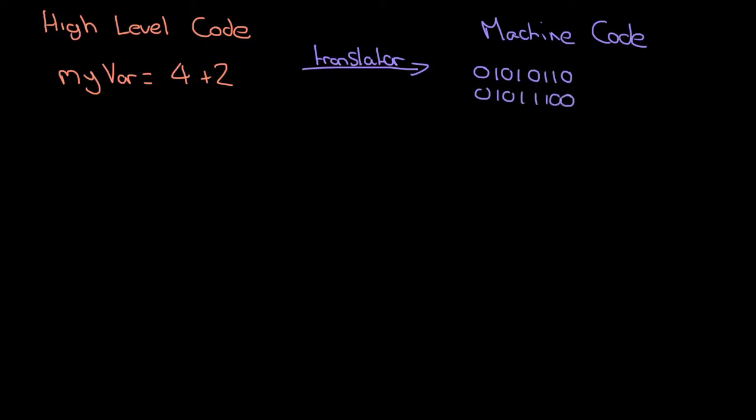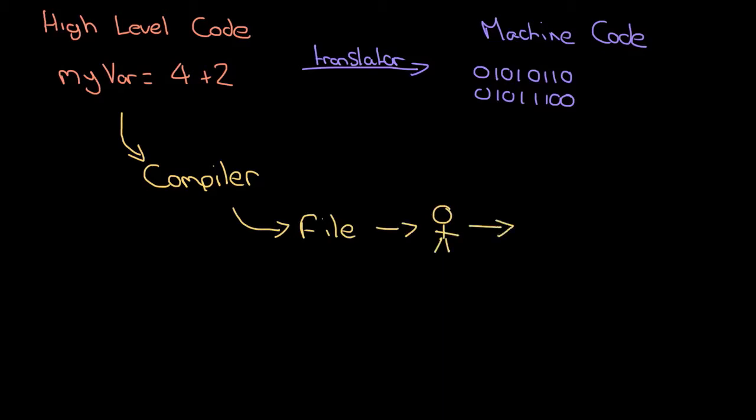And there's a couple of ways of translating high-level code. The first way is called using a compiler. This takes your source code and compiles it all in one go, and it produces a file, which you then send to somebody to run on their computer. And when they run it, it produces machine code because it's already been turned into it.